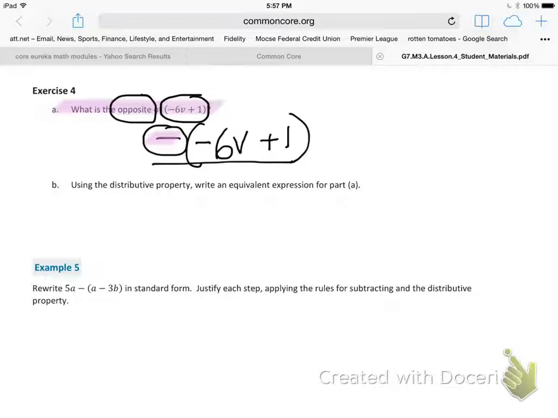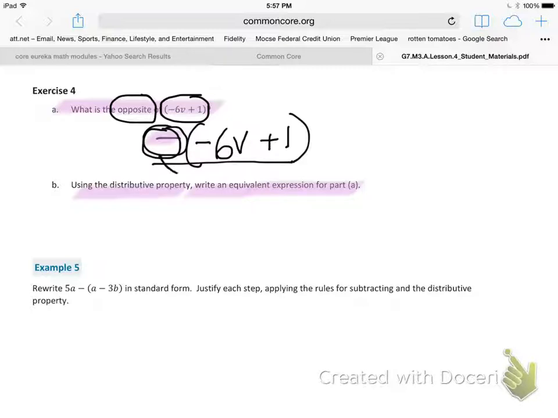Now, if we want to go further, B here asks us to use the distributive property and write an equivalent expression for part A, and probably what we would consider a more correct problem. Okay. Now, distributive property, we have this negative sign outside of the parentheses. We're going to just multiply it, because what it is is a negative 1, as we had said already.